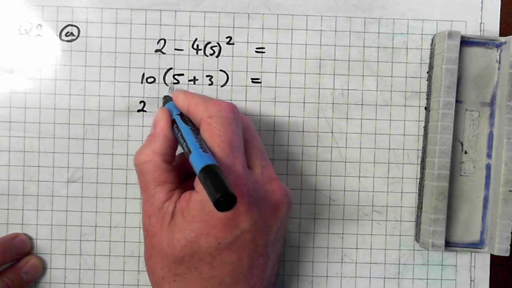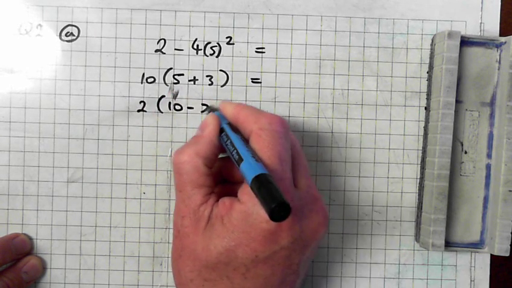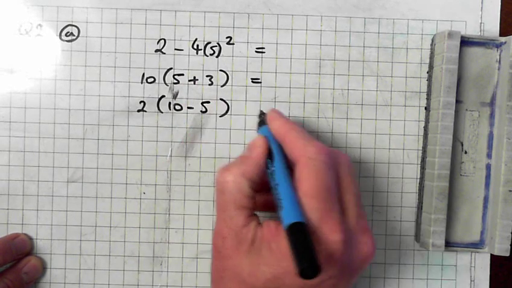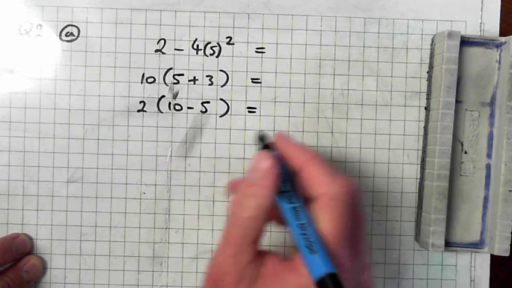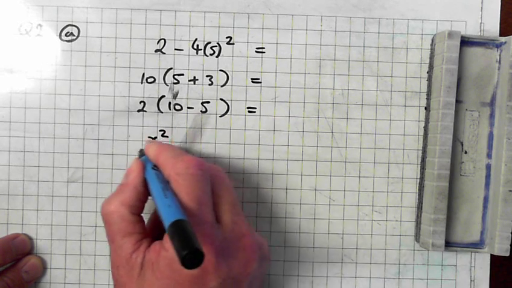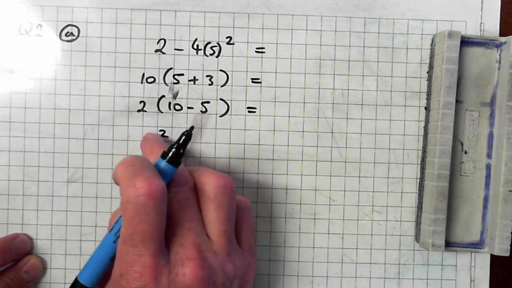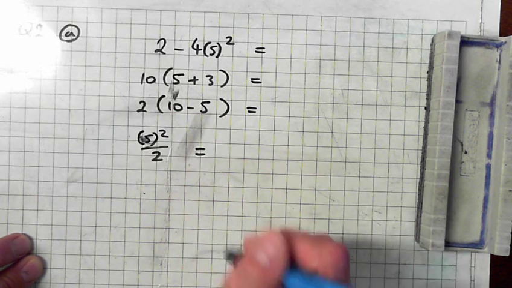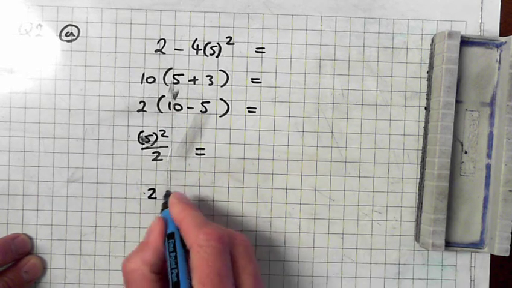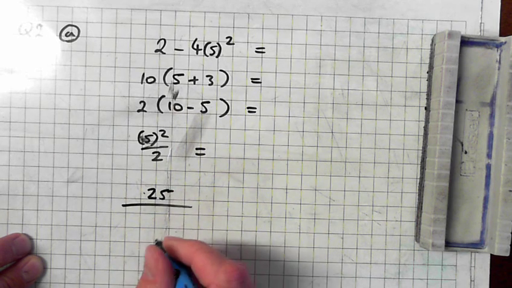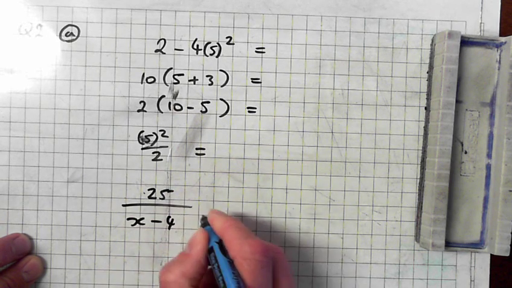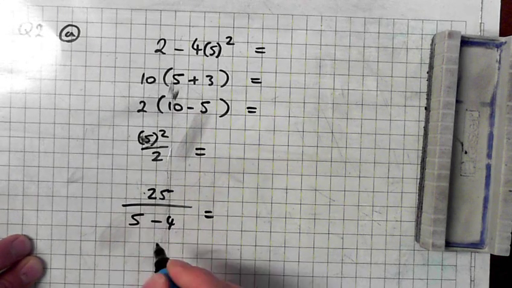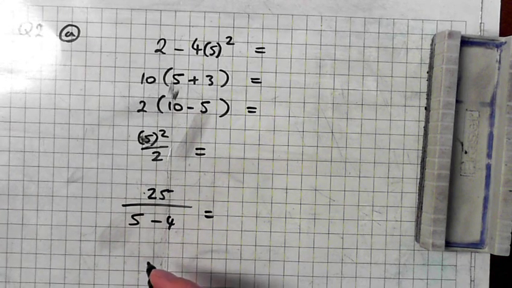The next one, 2 times 10 minus x. Again, x is equal to 5. Find out how much that is equal to. X over 2. Replace that with 5 in brackets. See how much that is equal to. And the next one, 25 over x minus 4. Replace x with 5 and see how much that is equal to.